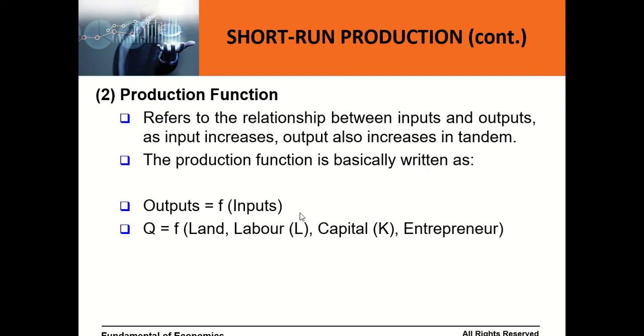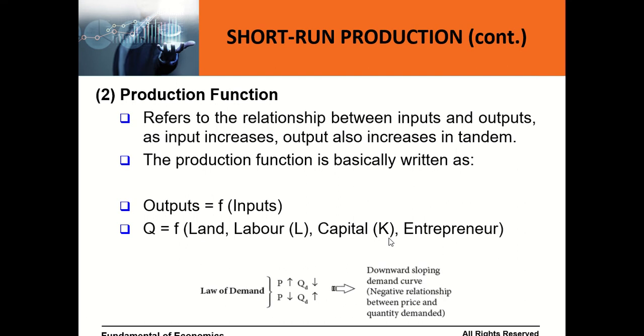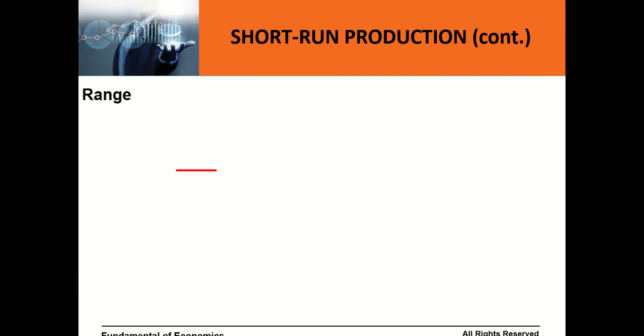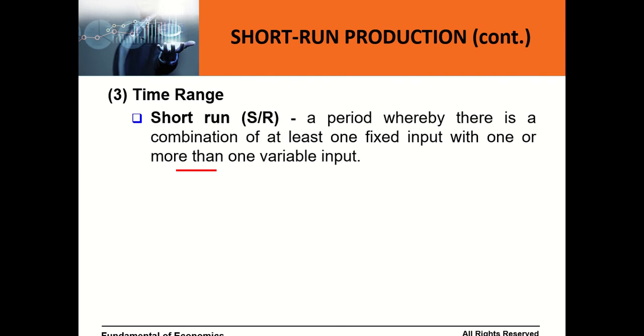So sometimes labor is simply represented by L, capital is represented by K. Now, as we know, in the past the economy is divided into two. This is what you learn in the micro chapter 2, right? Where the time is divided into two. First is short run, second is long run.